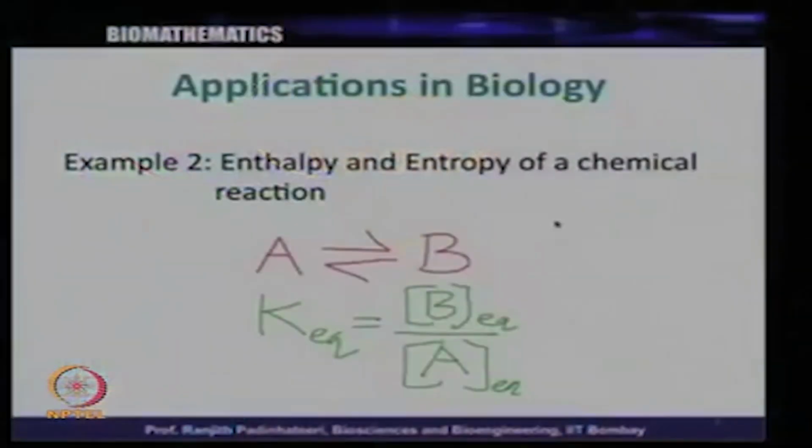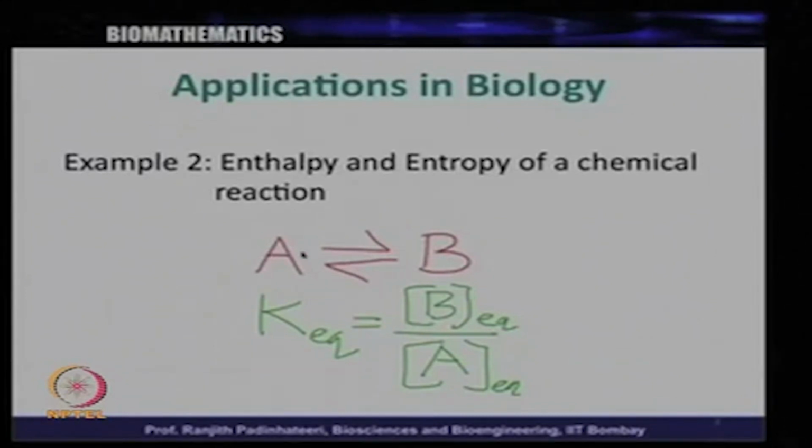Let us take the simplest case, as you see in the slide here. Let us take the case A goes to B and B goes back to A. So, this is a reaction A, forward arrow B, and backward arrow this way.